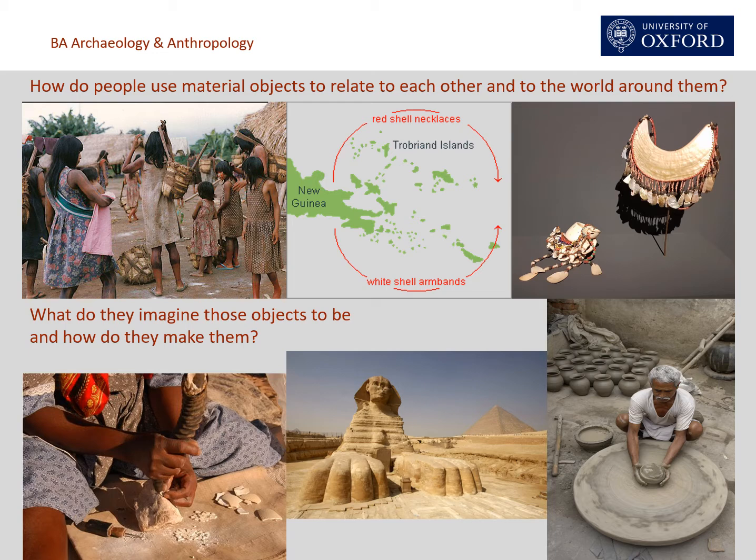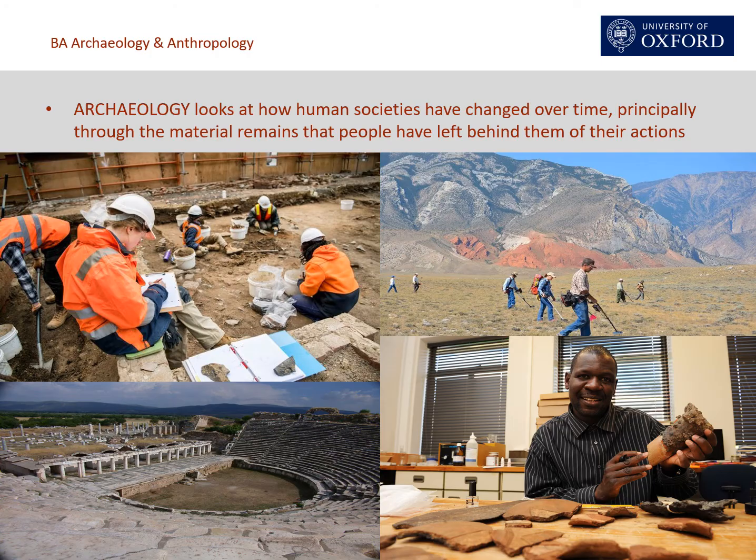How do they make them? How do they make ostrich eggshell beads in southern Africa or pottery in India? And having made them, do they then worship them like the ancient Egyptians worshipped the Sphinx? Or do they treat them as tourist objects, as we might today? How do these things change through time? What kind of biographies do the material items that we make and create and live with have? What stories do they tell?